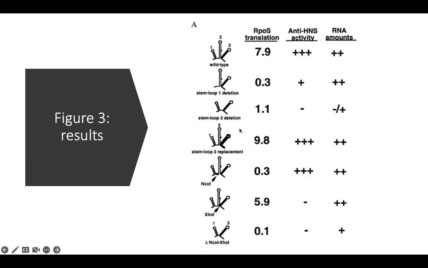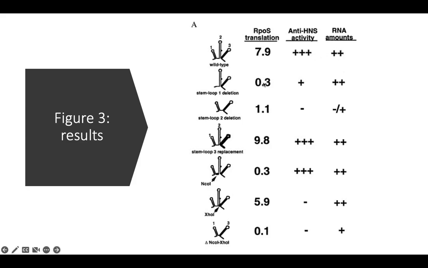So the results of Figure 3: what we've done here is take each of our mutant DsrAs that we have created, and we've measured their activity. If you look at our wild type, it does a great job of promoting translation of rpoS. It does a great job of counteracting that HNS protein, and remember that then allows the capsule genes to be made. And it made a pretty good amount of RNA.